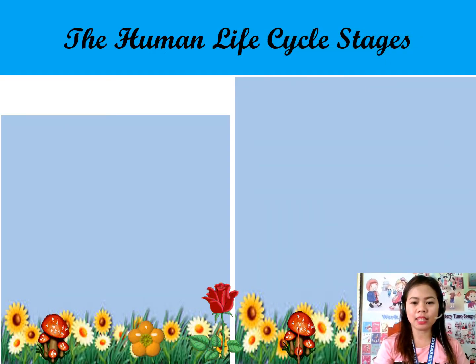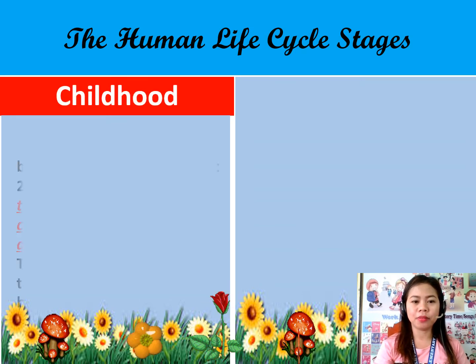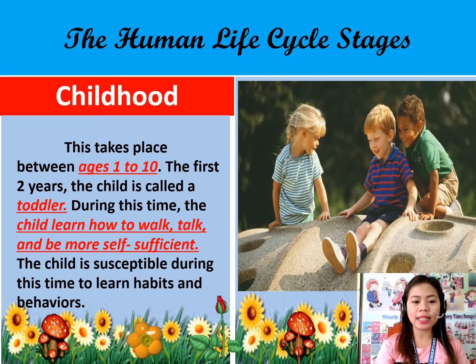The third is childhood. This takes place between ages 1 to 10. For the first 2 years, the child is called a toddler. During this time, the child learns how to walk, talk, and be more self-sufficient. The child is susceptible during this time to learn habits and behaviors. Susceptible means easily affected, influenced, or harmed by something. This is the stage wherein the child wants to explore and asks more questions.